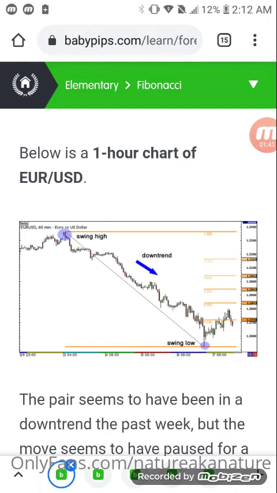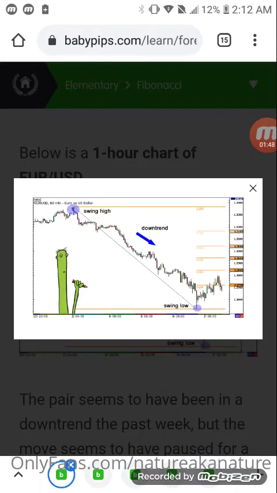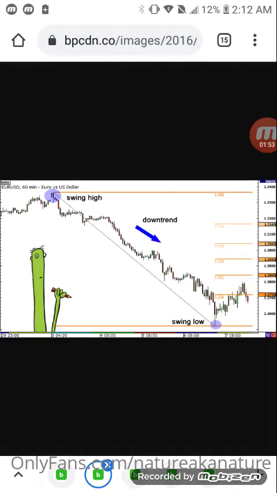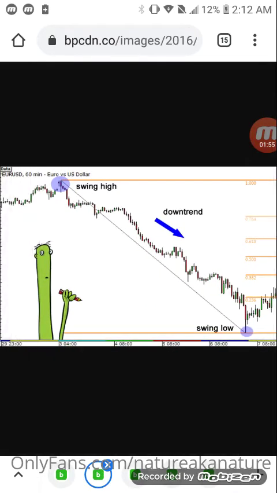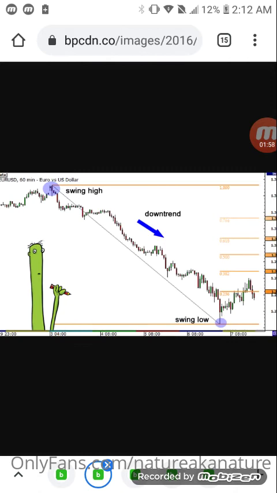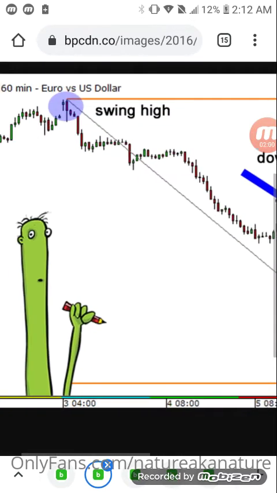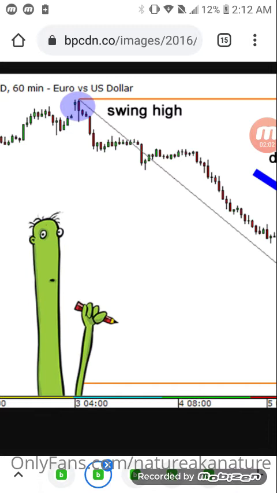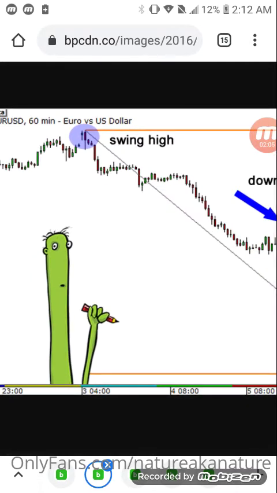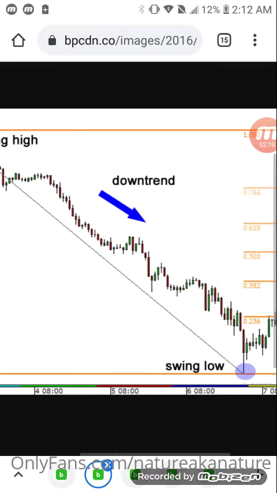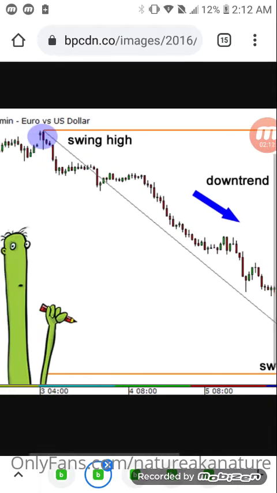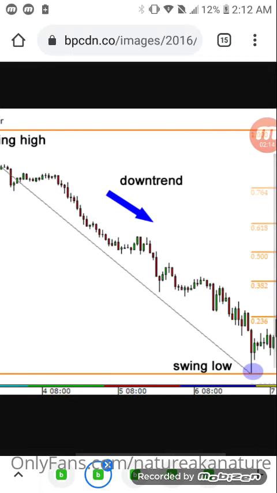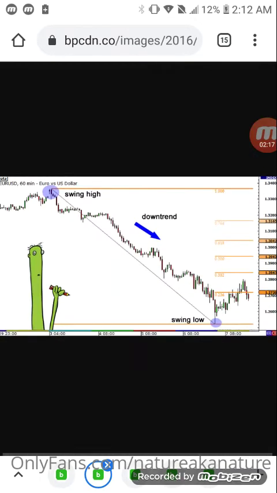Below here is a 1 hour chart of the Euro USD. It's in a downtrend. Currently this is the swing high. If you want to find a Fibonacci from a downtrend, you sell at the high and you watch it drop to the low. So you want to take the swing high to the swing low for a downtrend.